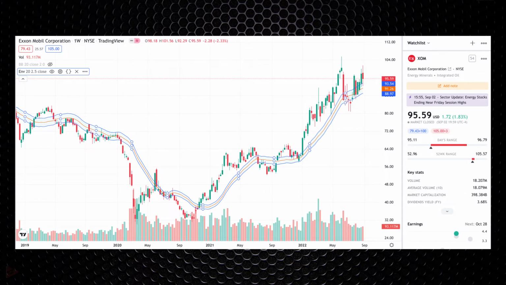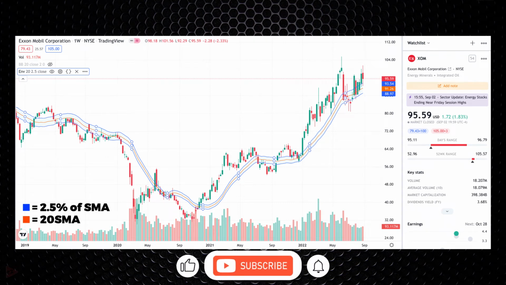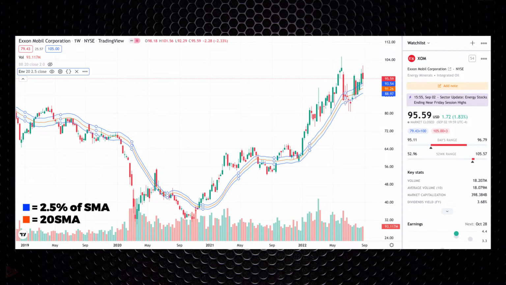Envelopes. Envelopes consist of a 2.5% band, which can be found above and below the 20 SMA line. The distance between the bands is almost always the same, and envelopes are often used in trading ranges. When the bands cross, that becomes a trigger to either buy or sell the stock.